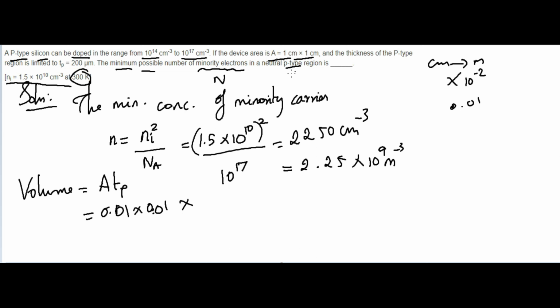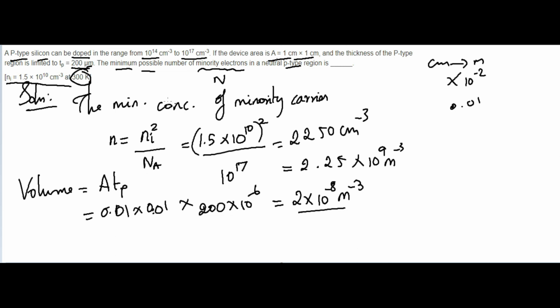T is available here as 200 microns, right? T is equal to 200 into 10 to the power minus 6. No need of conversion because everything is in meter. So that is equal to how much? 2 into 10 to the power minus 8 meter cube.